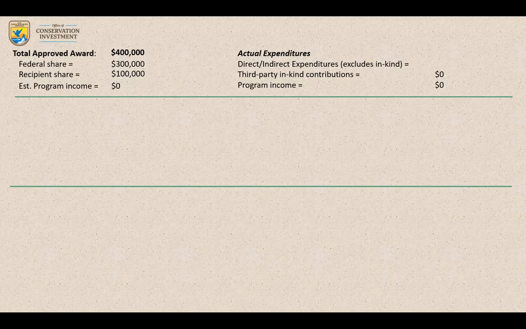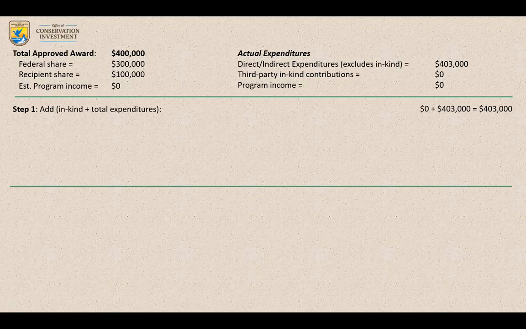Upon completion of the project, the recipient has allocated and charged a total of $403,000 in direct and indirect project-related costs to the award. No third-party in-kind contributions were applied to the award. Additionally, no program income was earned during the award period of performance. Let's walk through how the recipient calculates the values to enter on their final federal financial report.